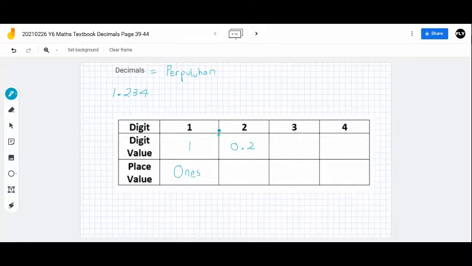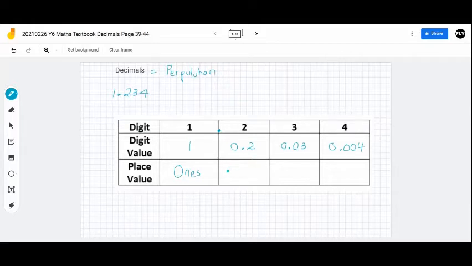Okay, we continue with 3. 3 is, look at here, there is a decimal point here. 3 is actually 0.03. Okay, what about 4? 4 is actually 0.004.